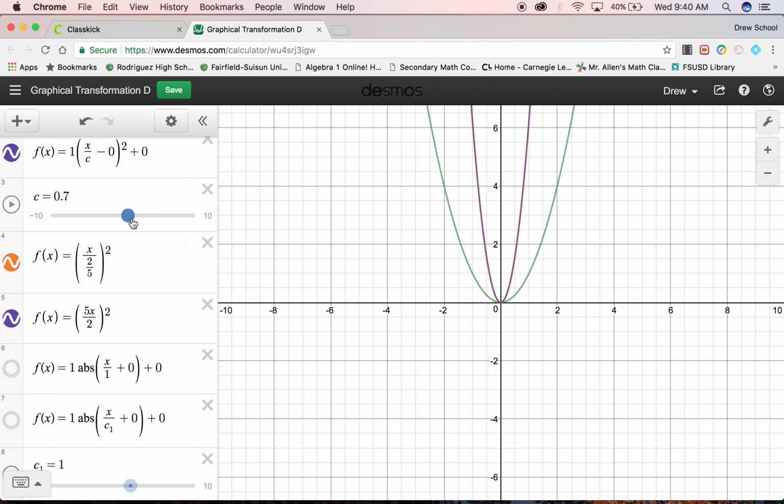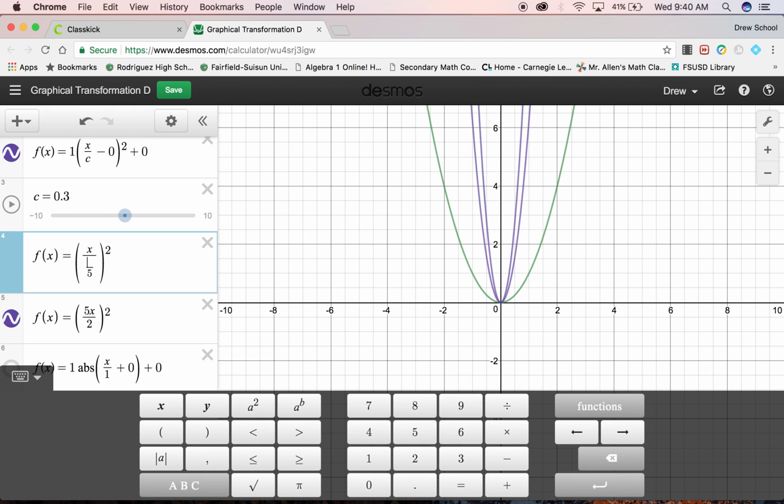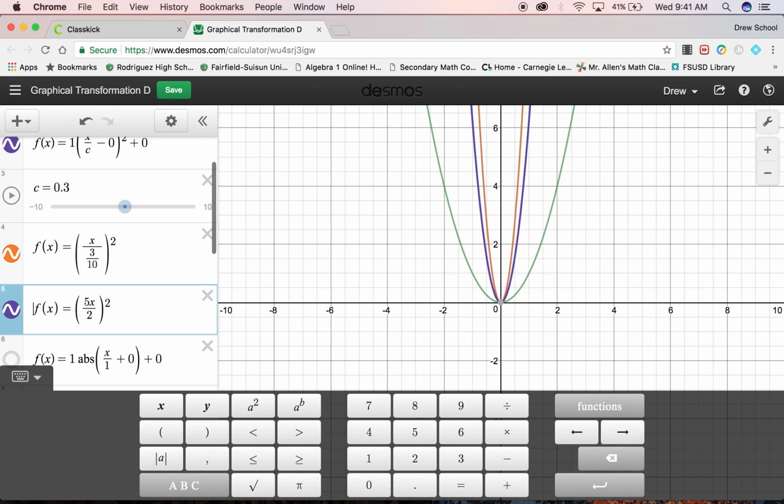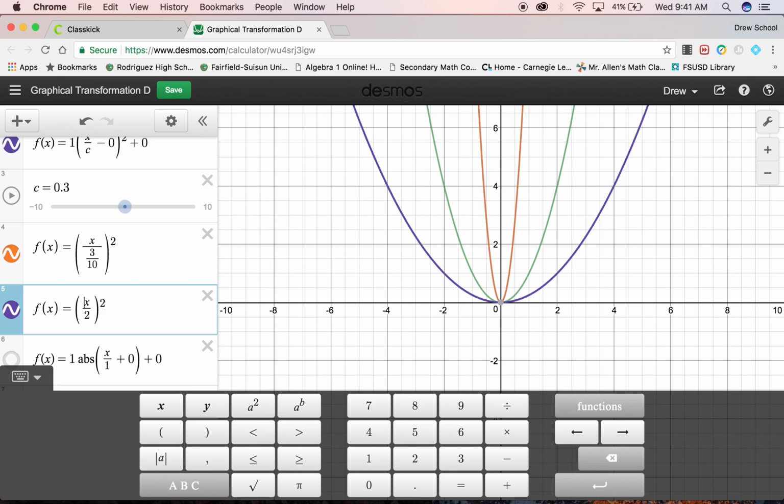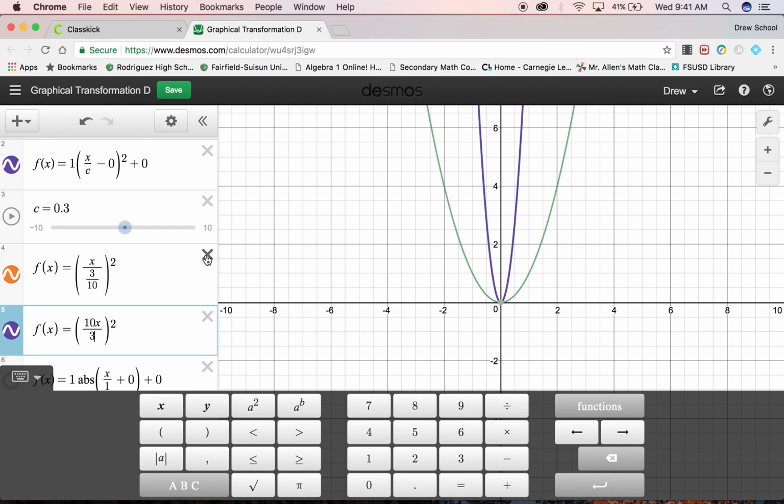So let's use it better. Let's have, this would be 3/10. So 3 over 10, so it'd be x divided by 3 over 10. Let's see if I can, there you go. 3 over 10, or we could write that as 10x over 3. So same kind of idea.